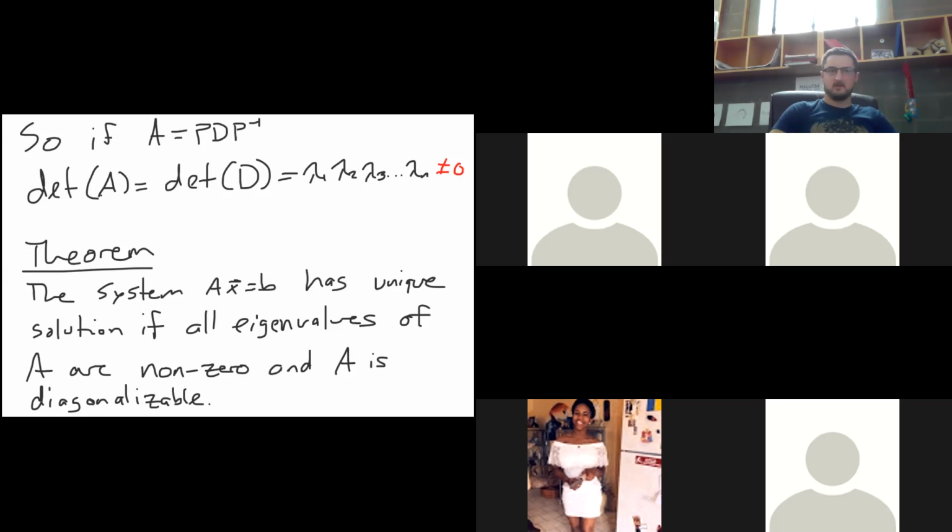And you only have a unique solution if the eigenvalues are non-zero, right? Yep. And A has to also be diagonalizable, so that it has a P and a D. That's what you mean?